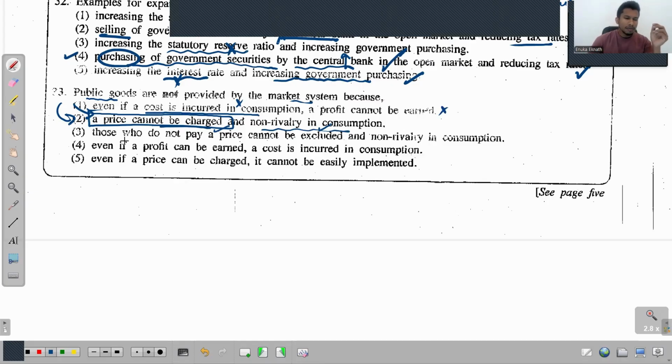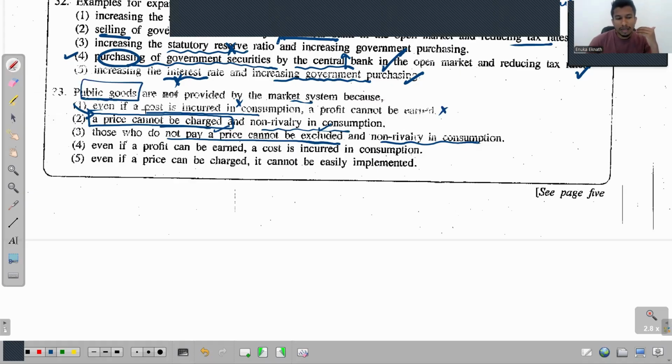Right. The third one says those who do not pay a price cannot be excluded. That is non-excludability, the direct definition of non-excludability. And the second one is non-rivalry in consumption. See, this third option talks about the main characteristics, the main properties of public goods.